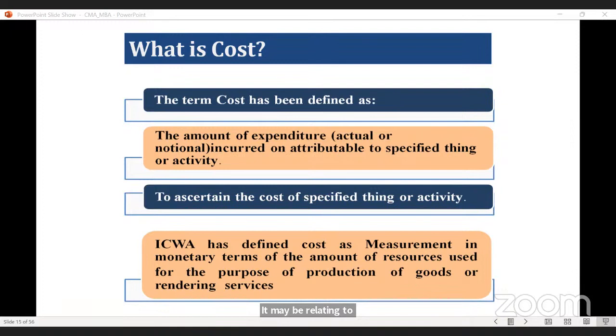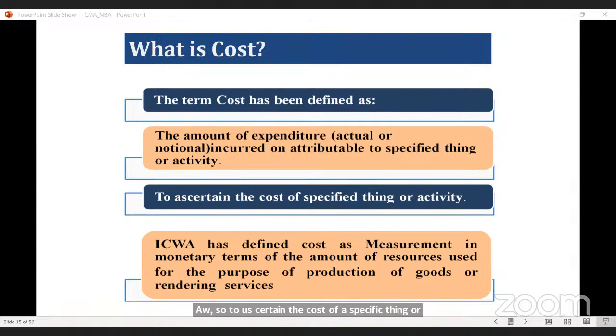Production is one particular activity, yes or no? Sales is another particular activity. Acquisition of talents or human resources for the organization, that is also a particular activity. So the amount of expenditure, whether actual or notional. Notional means, please remember, there are some imaginary expenditures also that we sometimes consider, incurred on or attributable to a specified thing or specified activity. So to ascertain the cost of a specified thing or activity is also known as cost.